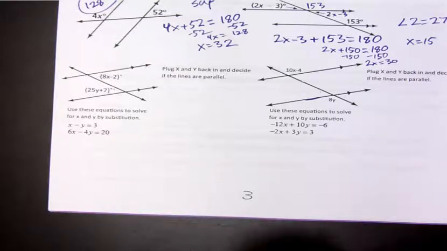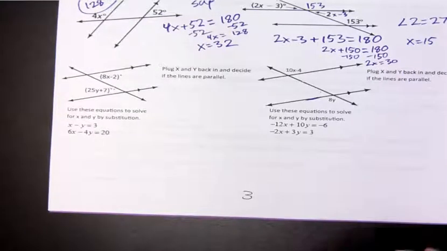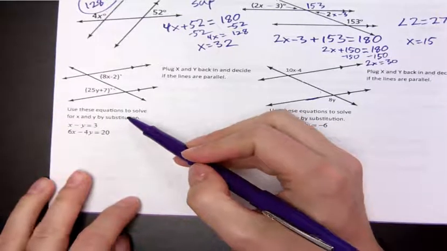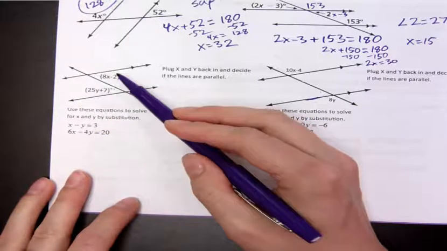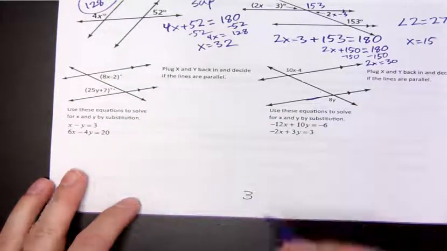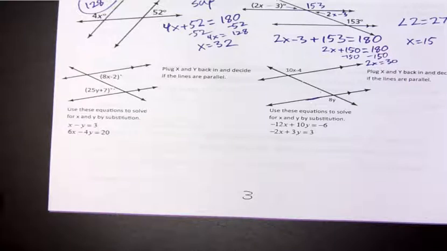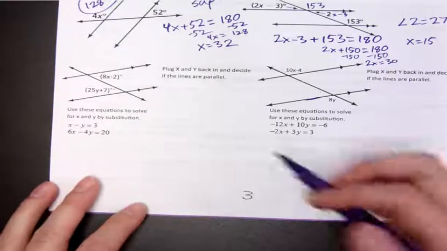Yes, that's what. Okay, so every lesson we do, you're in pre-AP, there's going to be some problems that just have a few more steps. So here we have to use these equations and solve by substitution. Once we get our answers, we plug it in and say, hey, are these lines parallel or not? So how do we solve by substitution? You get one variable by itself.